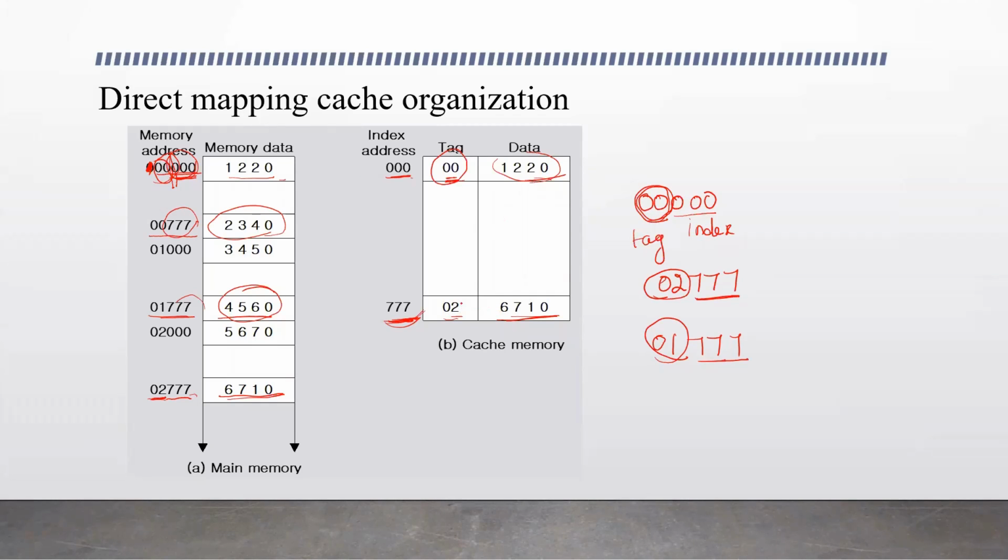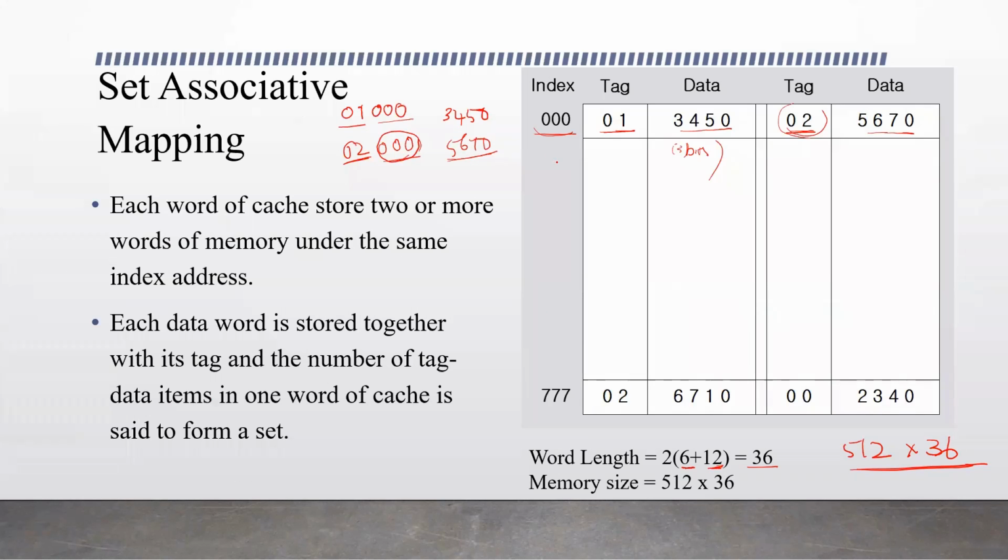If data with more tags are available with the same index address, it is difficult to locate them in this organization. So we have set associative mapping. Here, 2 or more data words with the corresponding tags form a set. They have the same index address, but 2 different data elements with different tags, one is 01 and the other one is 02. So this is set associative mapping. With the same index, more than one data element can be accessed.